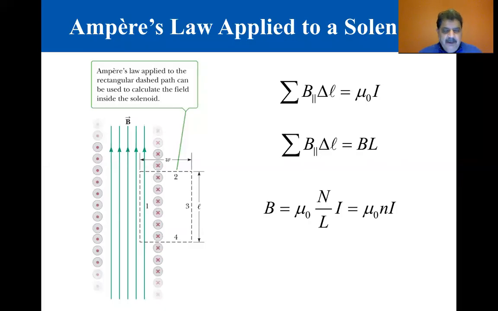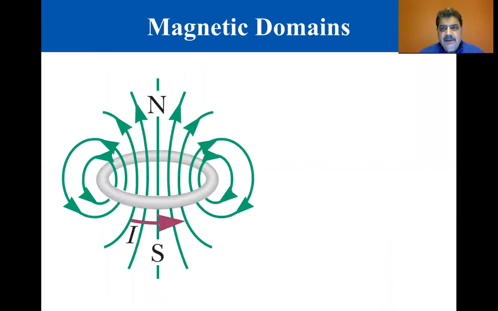Okay, we're on our last section, section 19.10, magnetic domains. Let's get right to it. Let's think about the source of a magnetic field. We know a single coil like that in the figure has a north pole and a south pole.